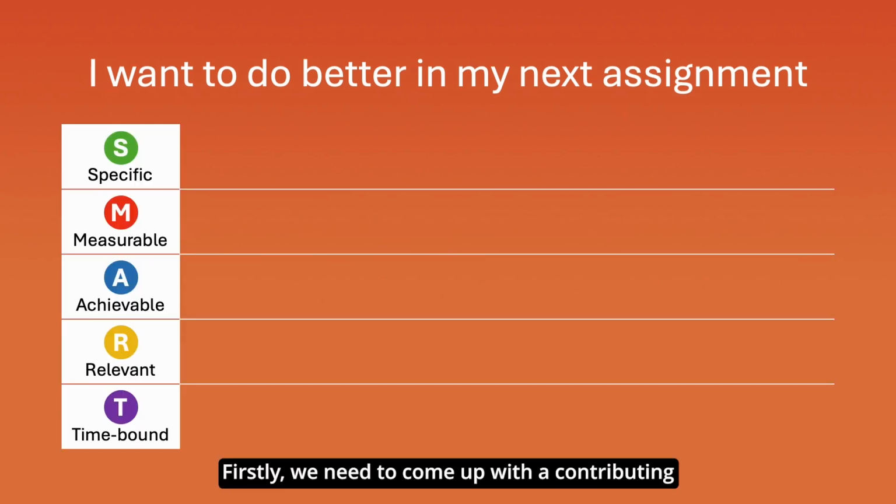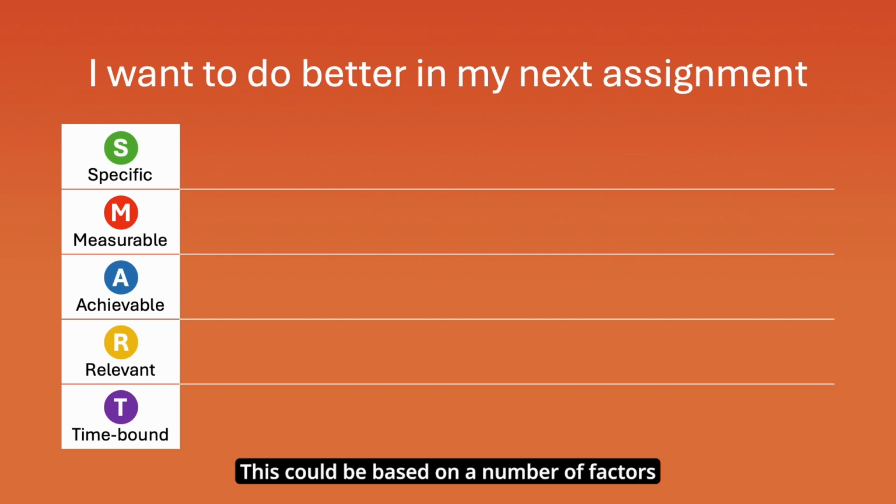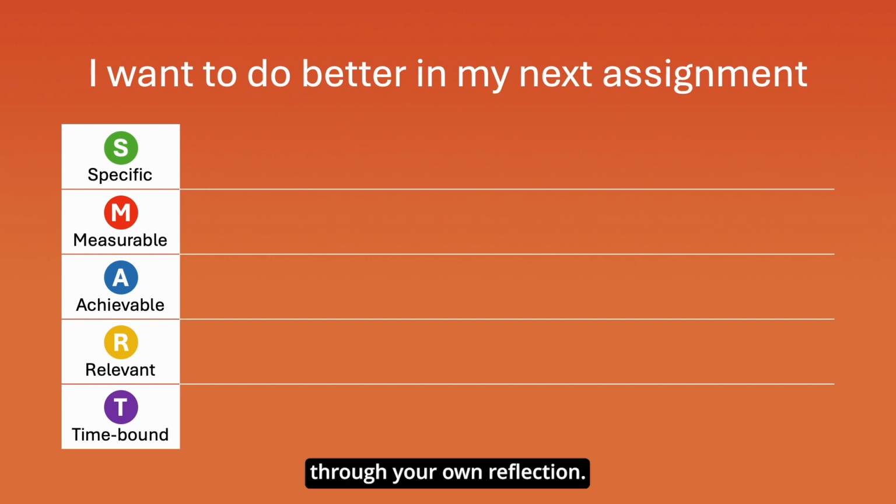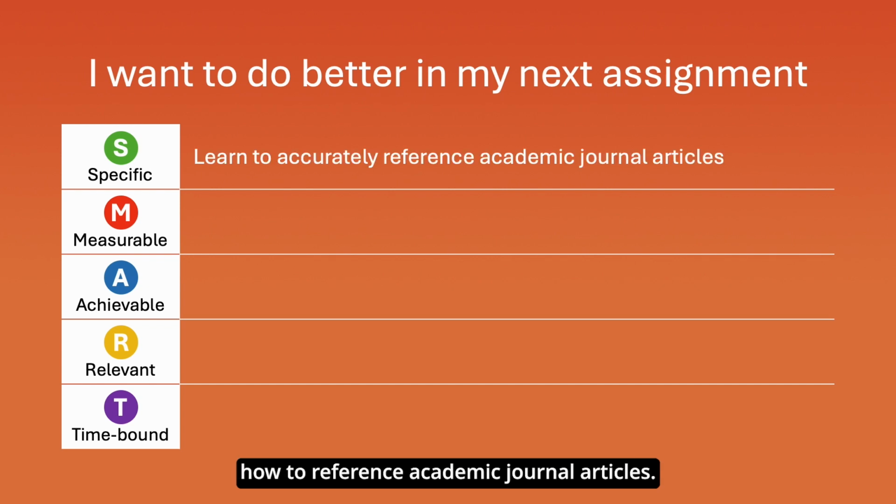Firstly, we need to come up with a contributing target that is much more specific. This could be based on a number of factors that you have learnt about through your own reflection. It could be that you know you lack confidence in using the university's referencing system. But let's make it more specific than that. Perhaps you want to focus on learning how to reference academic journal articles. This gives us a much more focused goal to aim for.